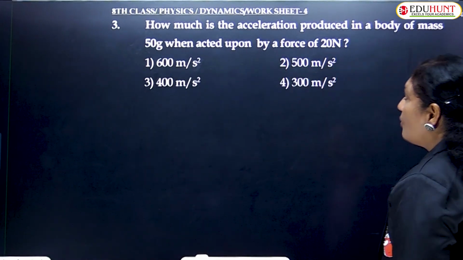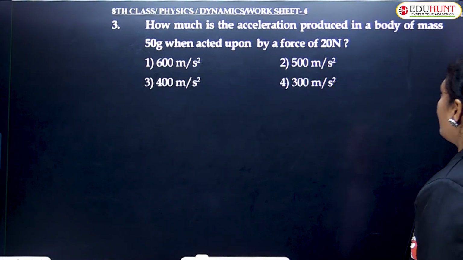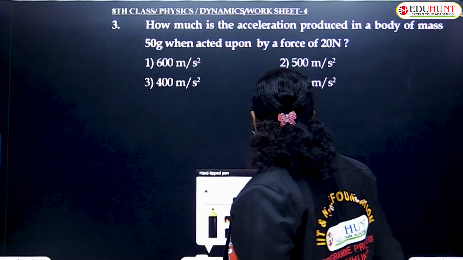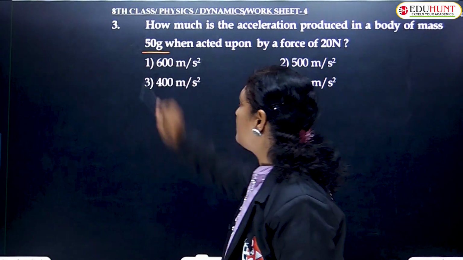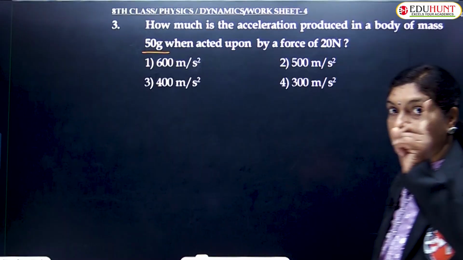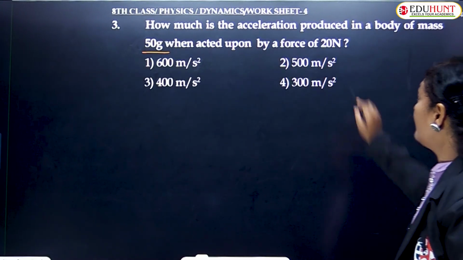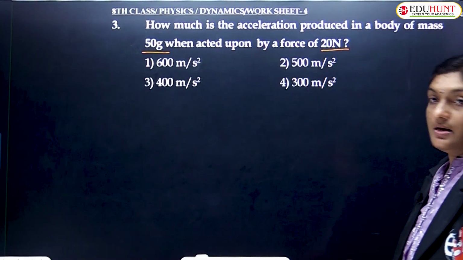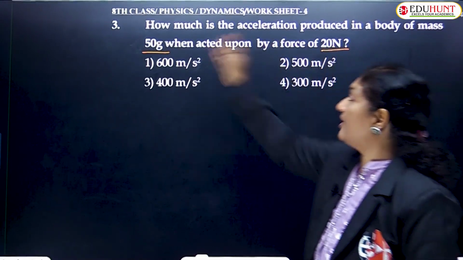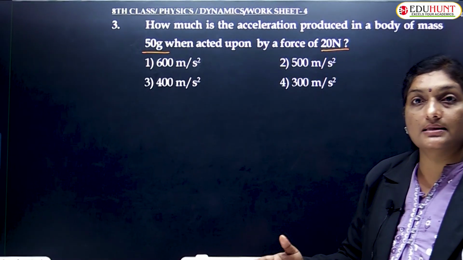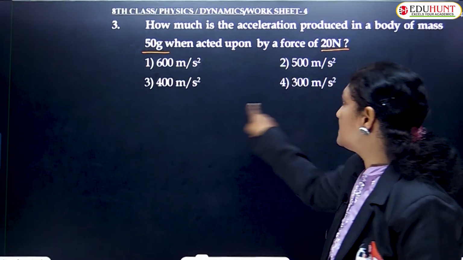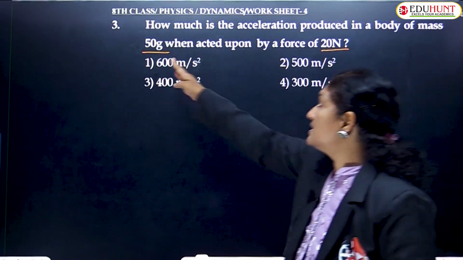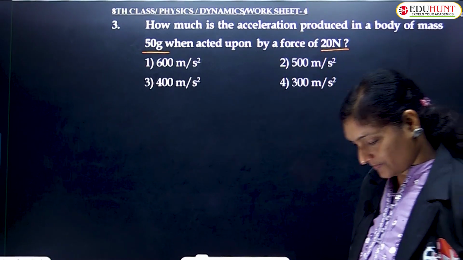Question number 3, how much is the acceleration produced in a body of mass 50 grams? What is given? 50 grams. Now the mass was given in CGS system in grams, acted upon by a force of 20 newtons. See children, force was given in SI system, mass was given in CGS system, but the options are given in SI system. So you need to convert CGS into SI. So let us try.